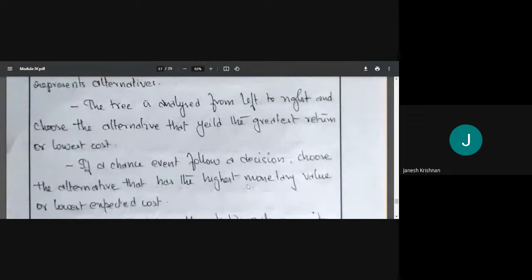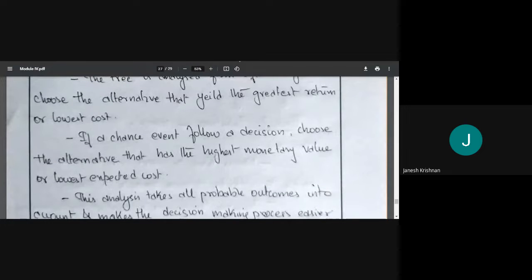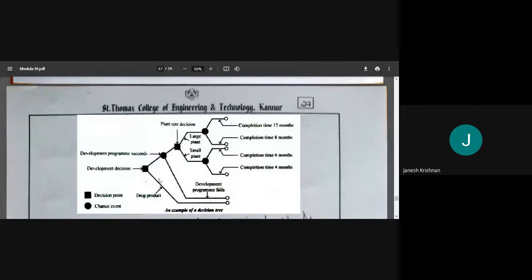So here is an example of a decision tree. We read the decision tree from left to right. Here we have nodes and branches. The square nodes denote decision points, and the circular ones denote chance. See the example here.